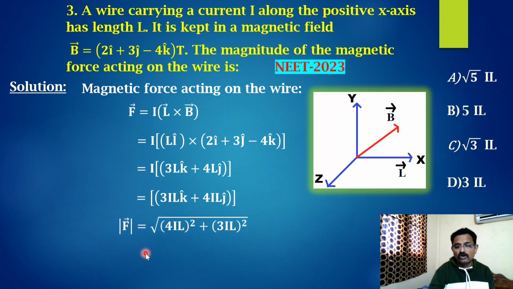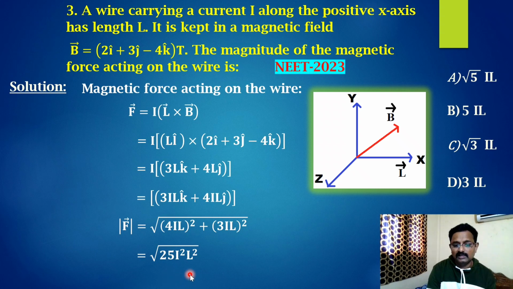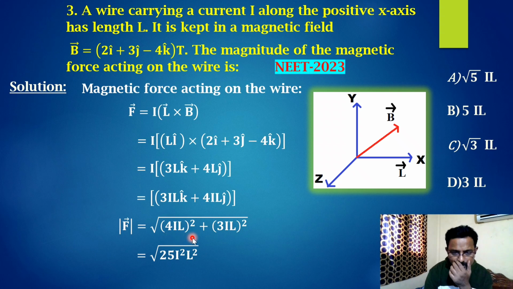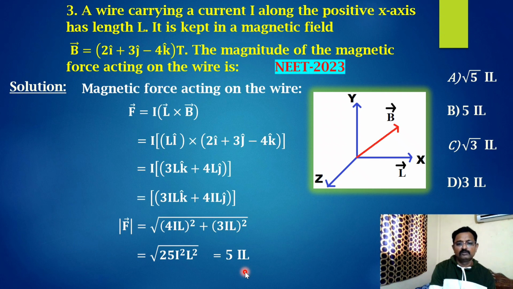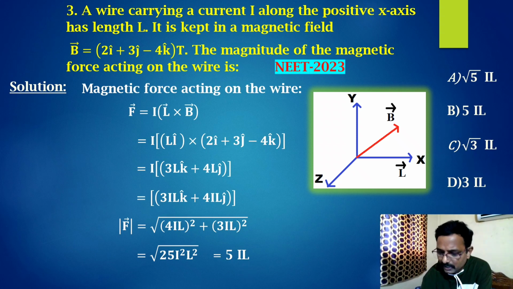Now the magnitude of force is root over (4IL)² + (3IL)². Then we will get root over 25 I²L². That means (4IL)² is 16 I²L², plus (3IL)² is 9 I²L². So 16 plus 9 is 25. So we get root over 25 I²L², that is equal to 5IL. So the magnitude of force acting on the wire is 5IL. From the options, option B is the answer, my dear.